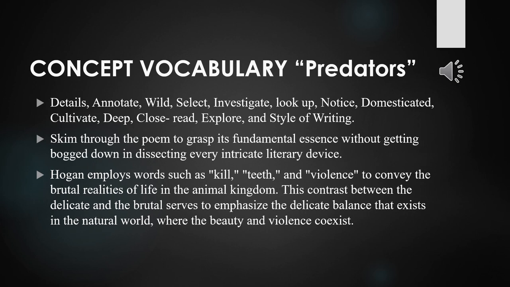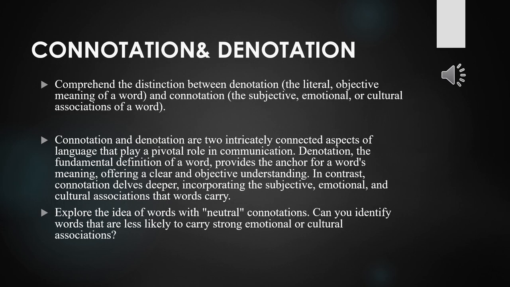We're going to highlight the concept of vocabulary that Hogan is highlighting, which shows that beauty and violence can coexist in the animal kingdom or in the world generally speaking, highlighting the brutal realities of life as human beings. We're going to skim through the poem to grasp the fundamental essence of it, and highlight the choice of words, diction, in relation to the style of writing that we see. We're going to comprehend the difference between denotation and connotation.